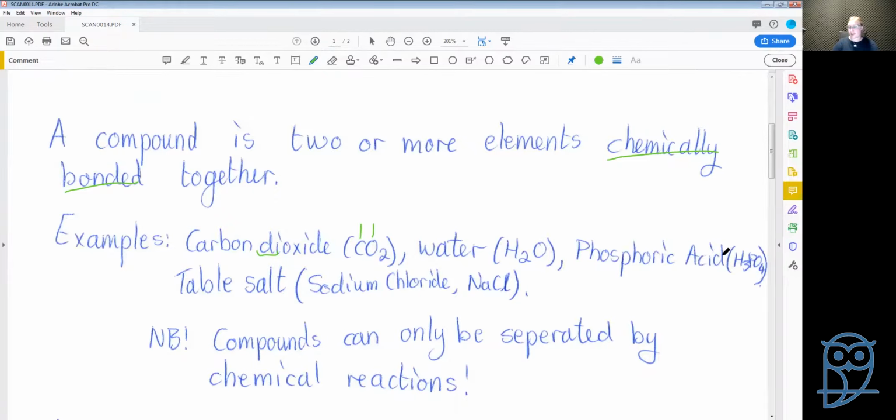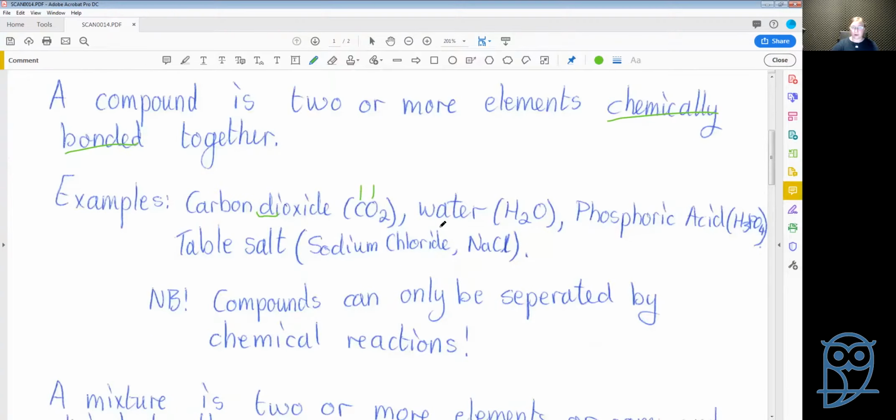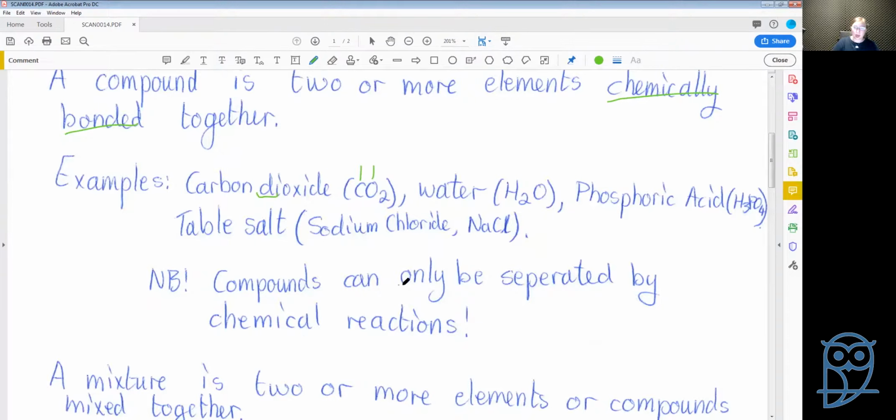We've got phosphoric acid, which is H3PO4. Again, you guys don't need to know the symbols. I am writing the symbols down because it shows you that these are compounds. We've got table salt, which is sodium chloride, written like that. So here's the important bit about compounds. Compounds can only be separated by chemical reactions. They can't be separated out by any physical means. We don't have a knife sharp enough to go slice atoms apart or molecules apart or things like that.